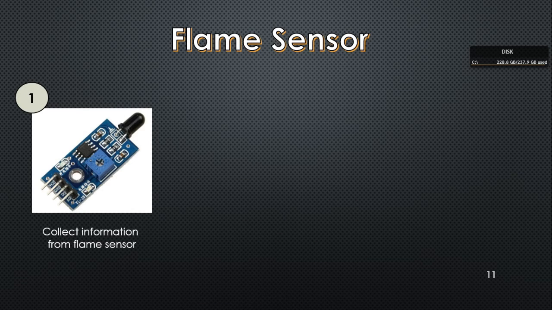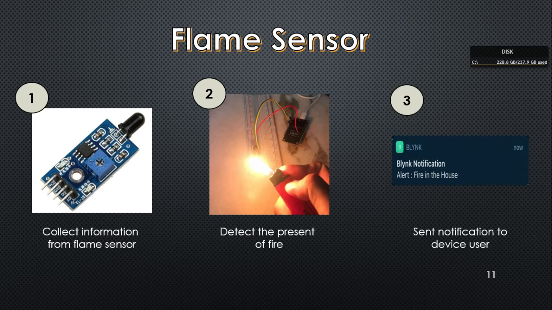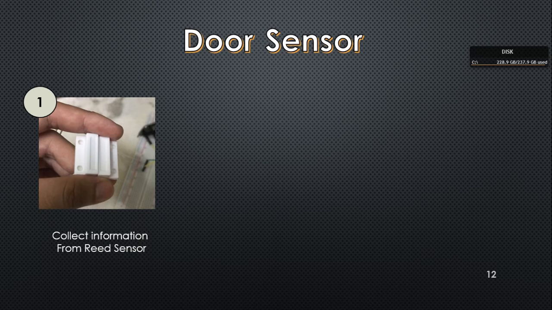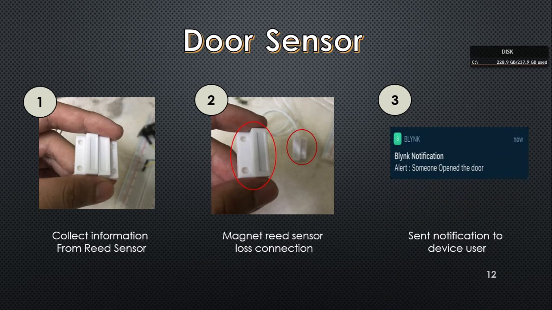I will explain the flowchart through this diagram. Flame sensor. First, the flame sensor will collect the data. Second, it will detect the presence of fire. And last, Blynk will send the notification to the device user. Same goes for the door sensor. First, it will collect the information from the reed sensor. If the magnetic reed sensor loses connection with the other side, Blynk will send a notification to the device user.